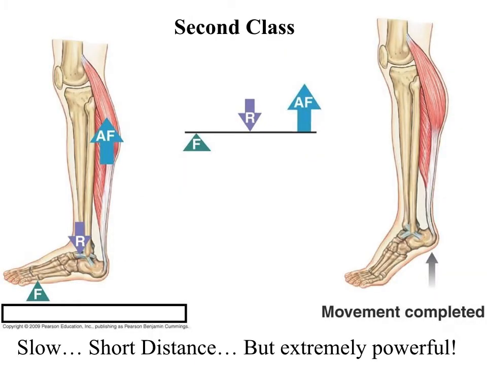In second class, now instead of the fulcrum being in the middle, the fulcrum is at one end, and the resistance is now in the middle. So if you look at the gastrocnemius, for example, your ankle is now doing the resistance here. Gravity is pulling down on your ankle, but what pivots is the fulcrum way out, and when you flex your calf muscle, you end up standing on your tippy toes because the fulcrum is now way out at the end. Very powerful muscle.